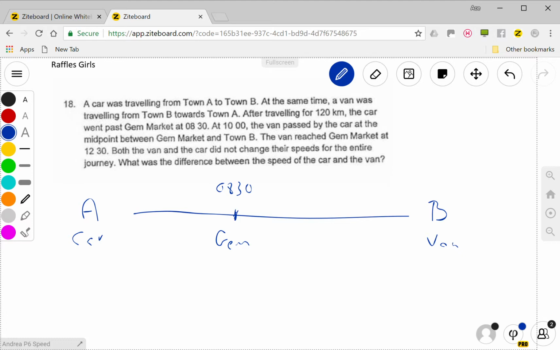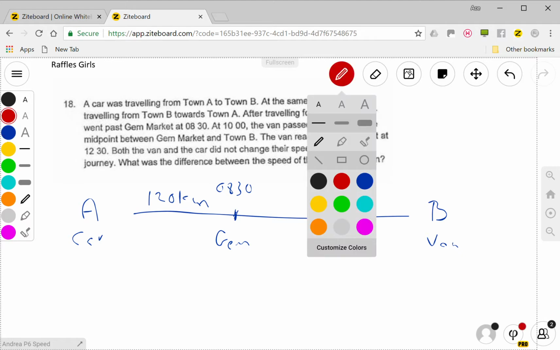Okay, so yeah, we continue. So there is a Jam Market somewhere in the middle. Okay, it's not exactly in the middle. We don't know where it is, but it is 120 kilometers away. So here is 120 km away from town A, and at 10, the van passed by the car at the midpoint between Jam and Town B.